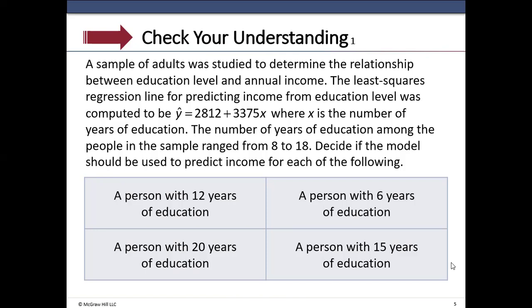So can we use this least square regression line to predict the values of Y for a person with 12 years of education? That is between 8 and 18, so we can plug X equal to 12 into the least square regression line equation to predict Y. A person with 6 years of education: remember, the X values in the actual data set vary from 8 to 18. 6 is outside the range, so do not use the least square regression line. The third one, a person with 20 years of education: again, X is outside the range from 8 to 18, therefore do not use the line to predict Y for X equal to 20. A person with 15 years of education: yes, you can use the line, since 15 falls between 8 and 18.